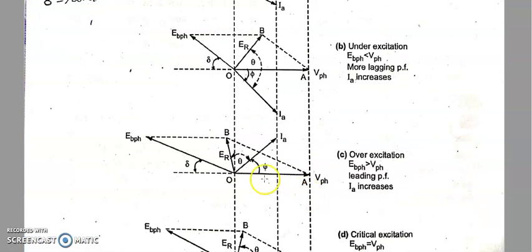So coming to the over excitation. Over excitation in the sense that I need to excite in such a way that EB phase should be greater than V phase. So if I over excite, then obviously what happens here? Current has increased in the upward direction. Before it was in the downward direction. Now current has increased in the upward direction.